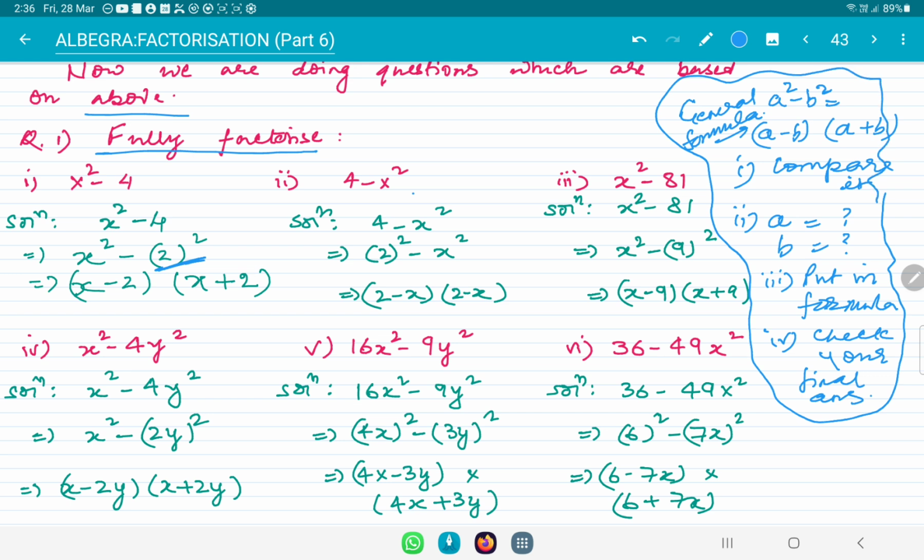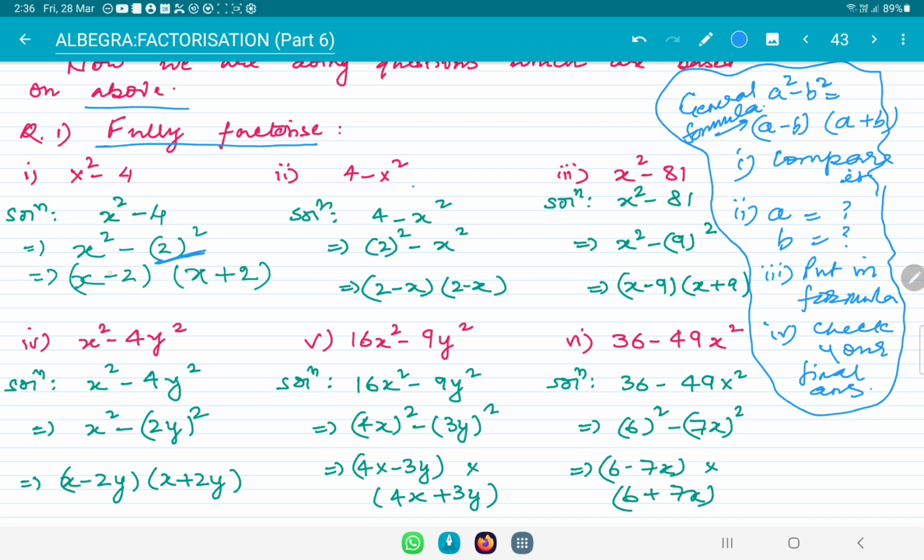Now we are seeing the first one, x square minus 4. Every time you compare with your general formula. So a is x, and what is b here? b is 2. Clear? So just write your final answer, x minus 2 into x plus 2 enclosed in small brackets. Use only small brackets because we should follow the priority of brackets also.